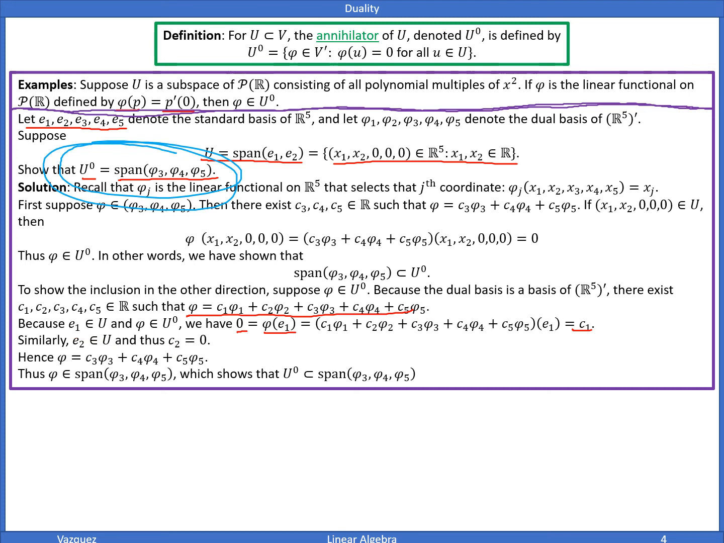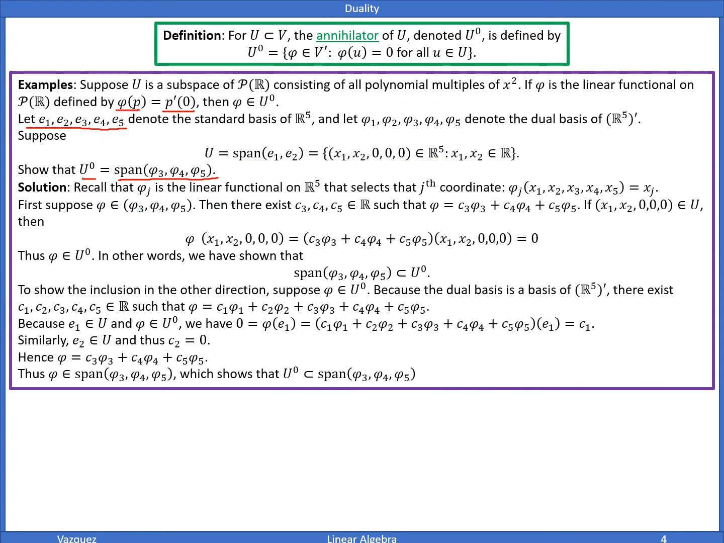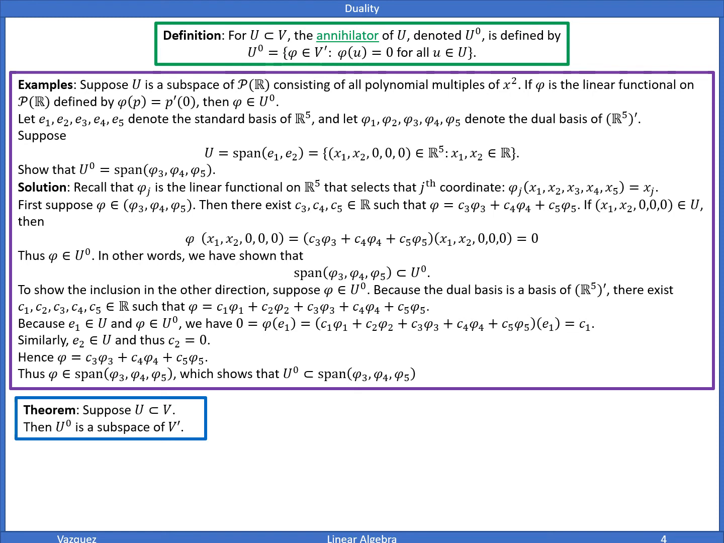So the reason this example took a lot of space, other than the fact that it was long, is because it's, like I said, foreshadowing to a theorem that's about to come up. But we will go over one theorem first, and then bring that other theorem up. So suppose U is a subset of V, then the annihilator of U is actually a subspace of the dual space of V.